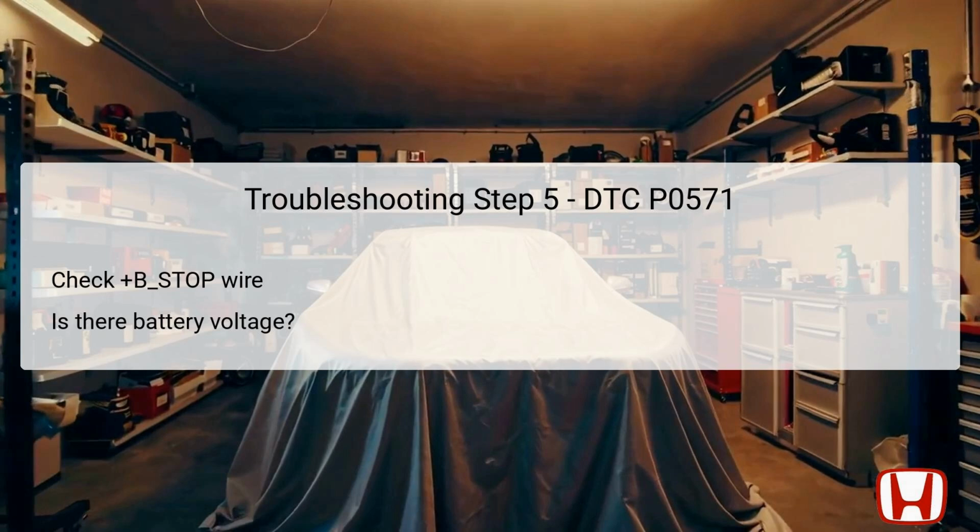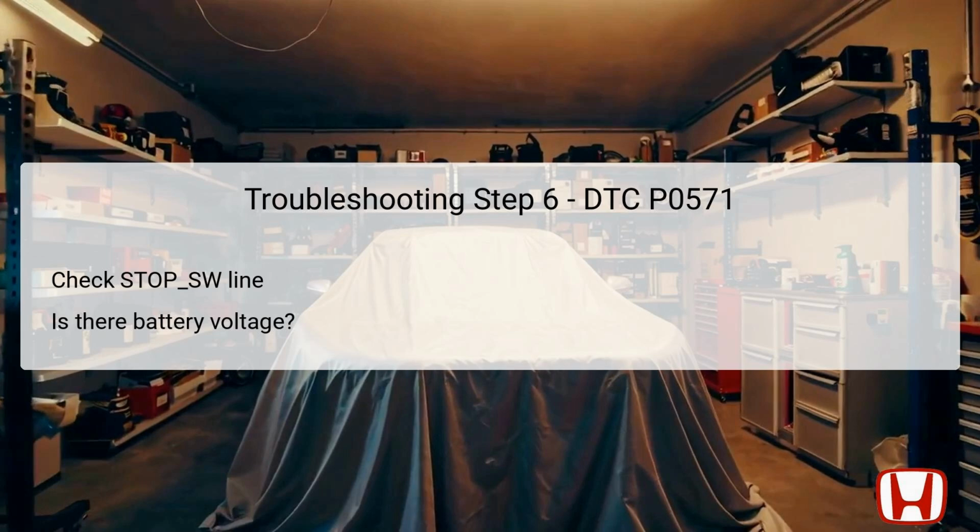If battery voltage is present, it indicates that the +B stop wire is functioning correctly, so you can move on to step 6. However, if no voltage is detected, an open circuit in the wire must be repaired to restore proper operation. In the 6th troubleshooting step, you will again check for battery voltage, but this time at the stop SW line. By turning the ignition to the lock, 0, or off position and disconnecting the PCM connector A, you can ensure better accuracy in measuring voltage.